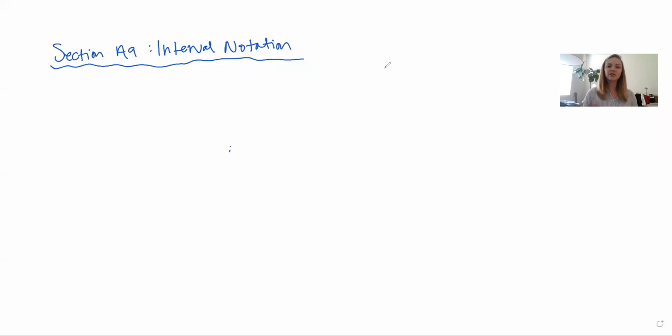Everyone. So let's go ahead and continue along with section A9, talking about interval notation. Now we're just going to go through a few examples going from interval notation to inequalities to the graph and kind of moving between those based on what we were given.